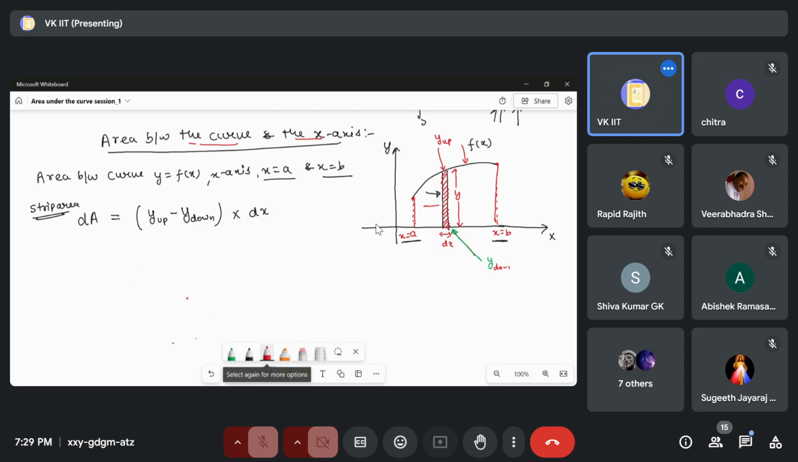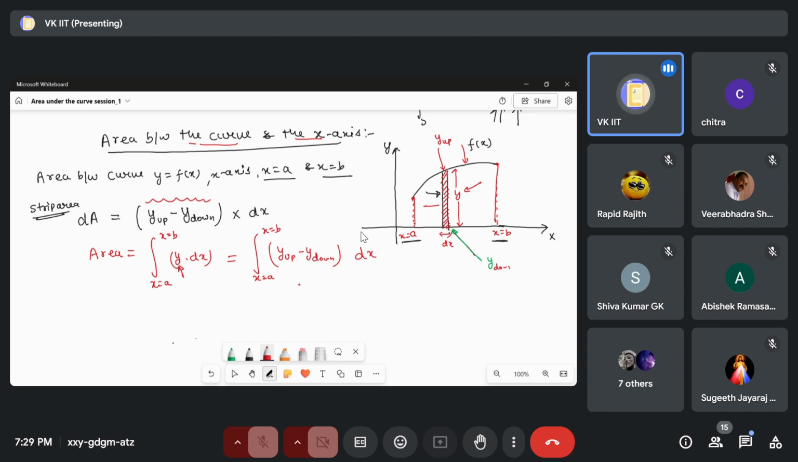Any doubt up to here? Clearly we can say the total area we will get by integrating from the limit x equal to a to x equal to b. And what about this strip? Basically this is nothing but y into dx. This is the area of the strip, but y can be written as what? y up minus y down. So therefore, from x equal to a to x equal to b, it will become the integral of (y up minus y down) dx. That's it. This will give you the area between the x-axis and the curve.